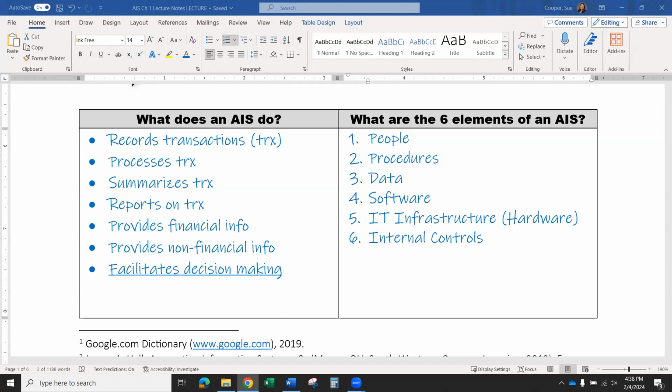In this video, we're going to be looking at the Chapter 1 Lecture Notes, page 2. Before I get into page 2, I want to take a look back at page 1 at the end of the last video. We were talking about the six elements of an AIS. There's people, procedures, data, software, hardware, and internal controls. We're going to go through each of these six elements for the rest of the notes. We're going to start with people.